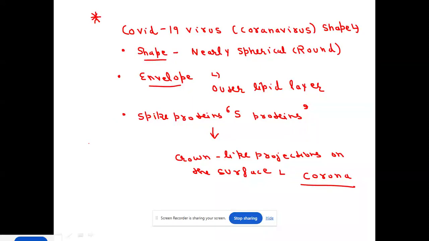So in short I can say that my COVID-19 virus looks like a ball with spikes around it. Protein spikes. Okay, with spikes around it.